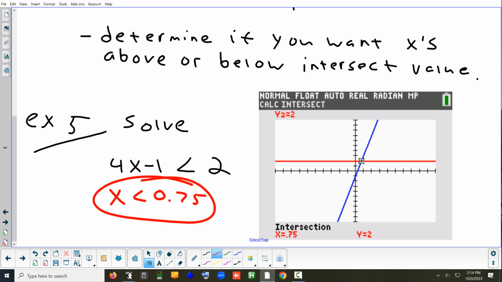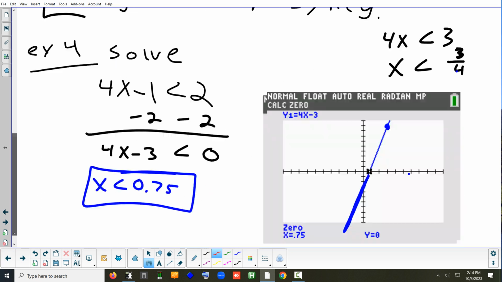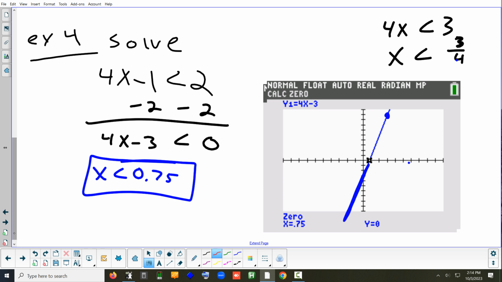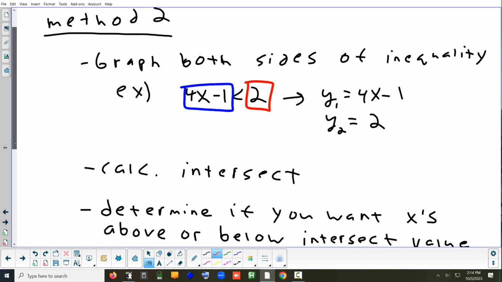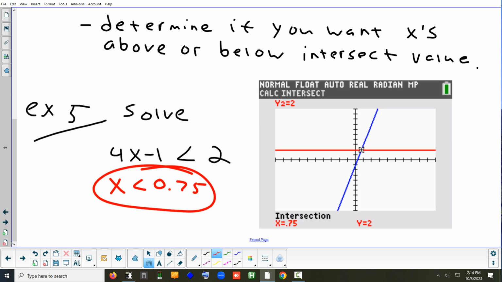Which way you choose to solve it doesn't matter. You can use the intersect method, or you can calculate the 0 and use that method. If you do it right, it'll come out the same. Any question on that?